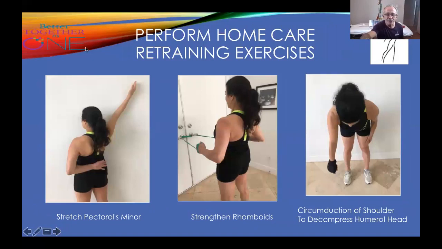Now, there's this whole series of exercises in our online course with the Better Together as One Learning Academy, way beyond what you're going to be seeing in this presentation. But at a minimum, you need to stretch pec minor, strengthen rhomboids.